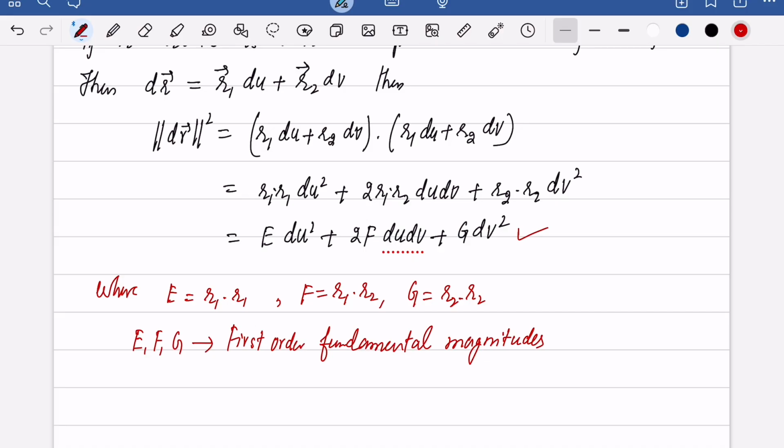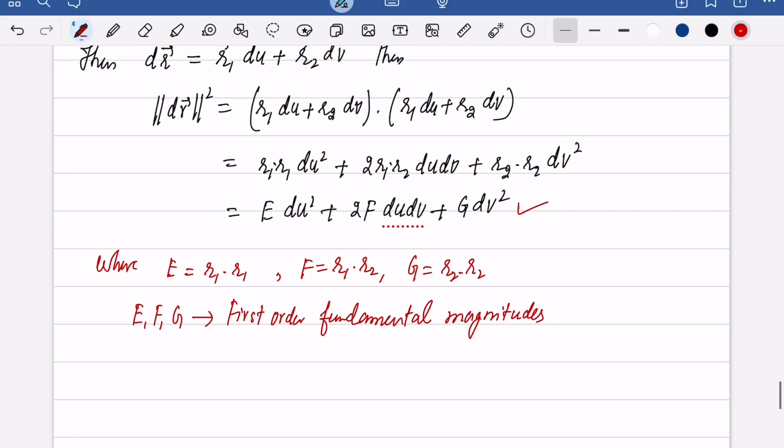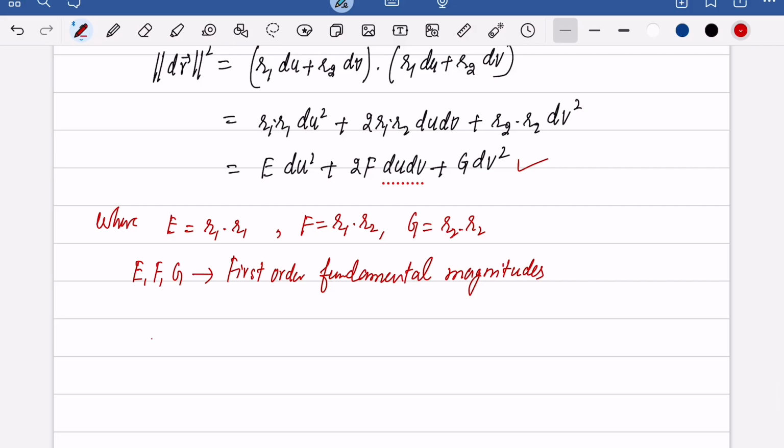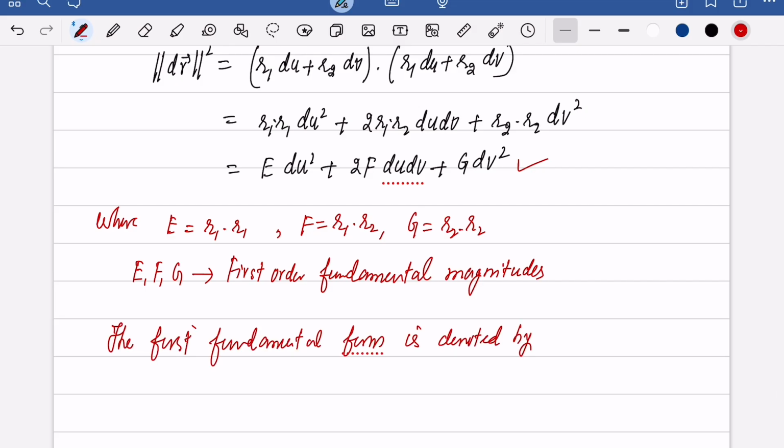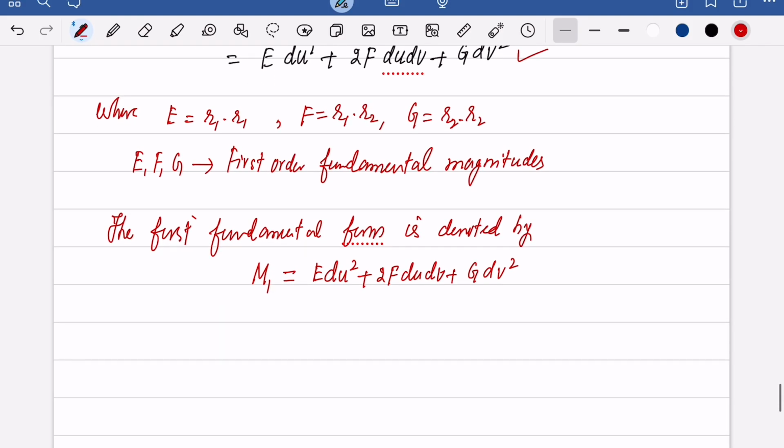This first fundamental form captures the intrinsic geometry of the surface: it captures the length, the distance between points, or the angles that the tangents or the normals form on a curve. This first fundamental form is most of the time denoted by I, but here we shall deliberately write it as m1, which is defined as E du square plus twice F du dv plus G dv square. But most of the time in books this is denoted by I, and the second fundamental form is denoted by double I.